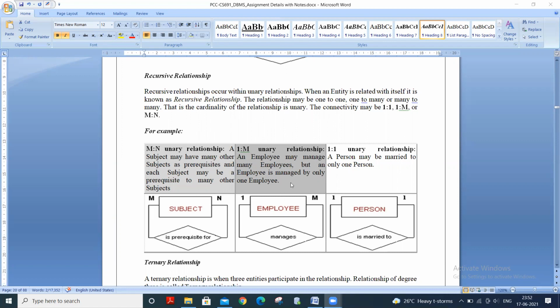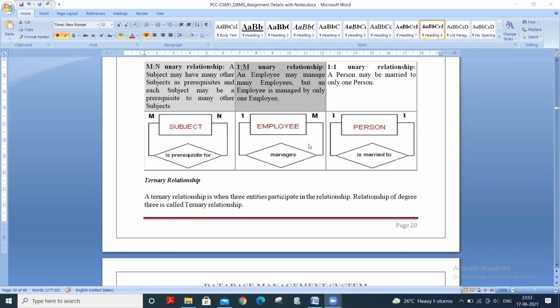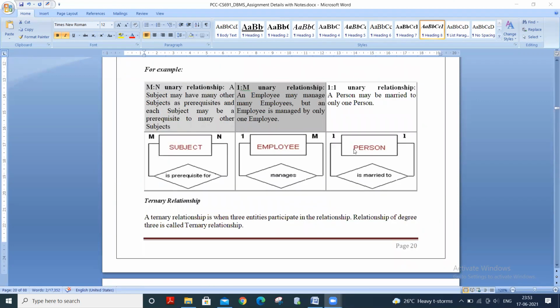Now 1 is to M type unary relationship. When an employee may manage many employees, but an employee is managed by only one employee. Okay. And next one is 1 is to 1 unary relationship. A person may be married to only one person, which I have told in previous here. Like a man is married to a woman, but both are persons. So this is 1 is to 1 type unary relationship.